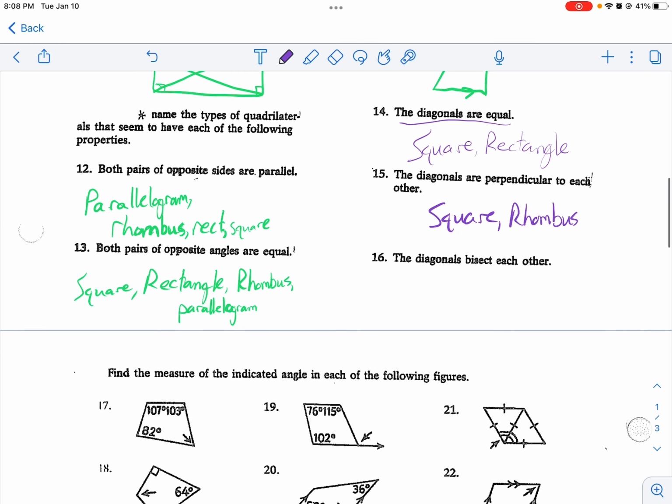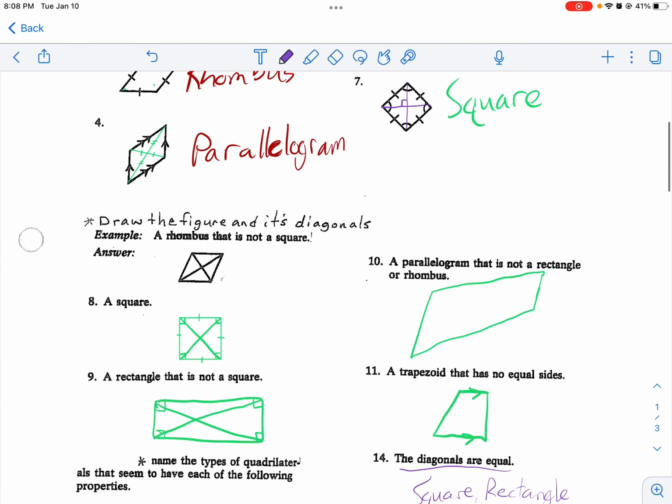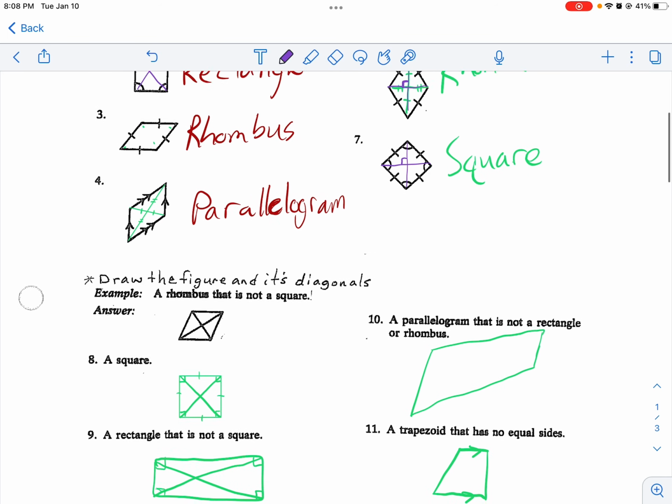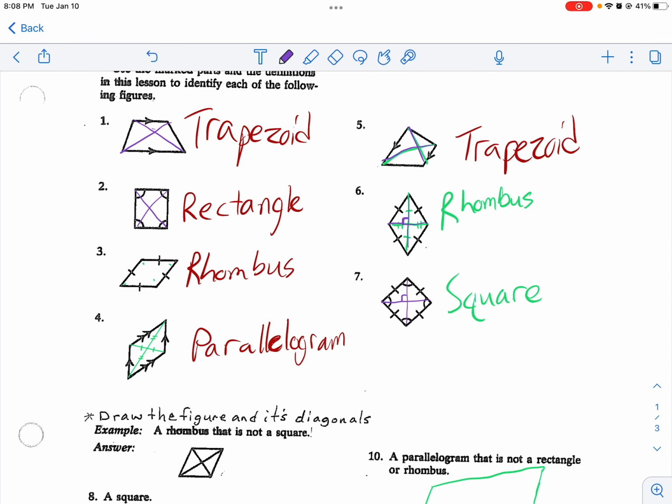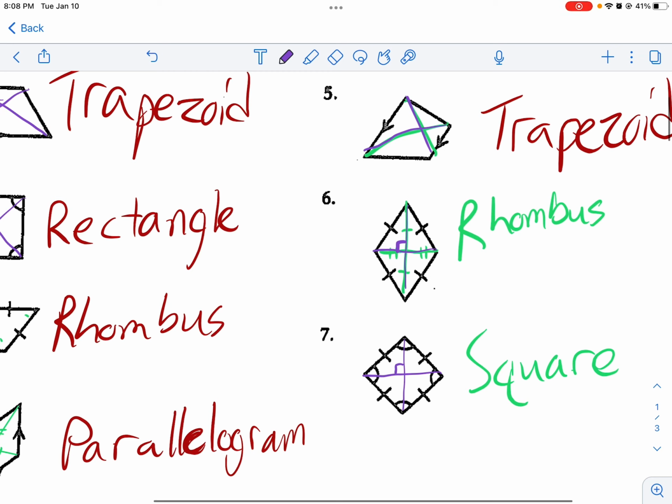The next one says the diagonals bisect each other. Bisect meaning cut into two. So thinking about this question, I'm going to look at all my options. Looks like the rhombus, I would say yes, although the diagonals aren't equal. I'd say that they bisect each other. They cut each other in half. Trapezoid, I'm gonna go no. They don't really look like they cut each other into equal parts.